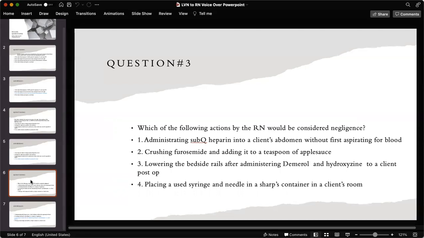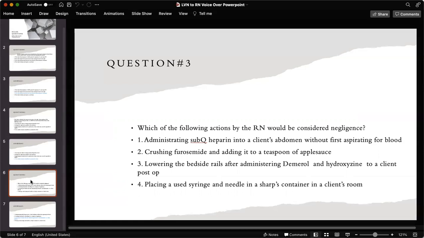Okay, so which of the following actions by the RN would be considered negligent? This question is basically looking for something wrong. So we know we're going to use steps 1 and 5 of the decision tree, starting with step 1, which is basically finding the topic. The topic is what would be considered doing something that is not safe and helpful, the best outcome for our patient. Then we go down to step 5, which is what is the best outcome for the patient. What is going to be the best outcome?